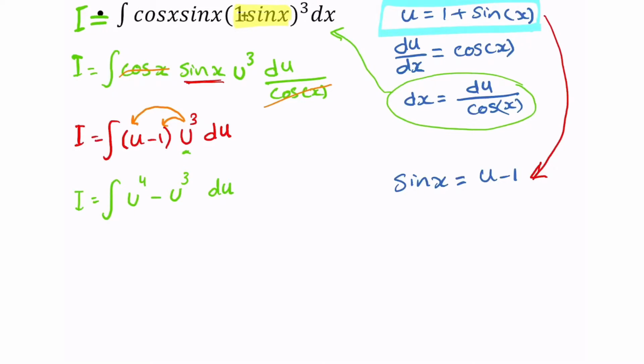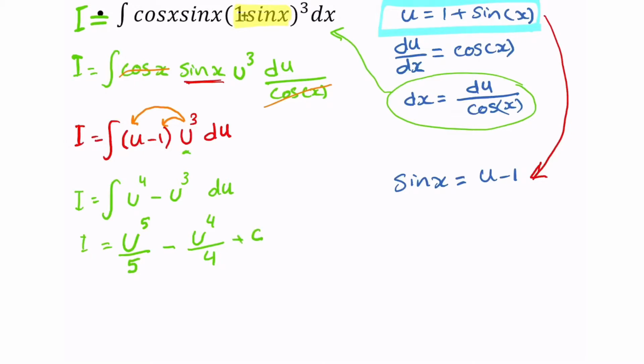Okay, du. Now we'll integrate. So I equals, when we integrate, we just add 1 to the power and divide by the new power. So u to the power 4 plus 1 is u to the power 5 divided by the new power 5. Minus u to the power 3 plus 1 is u to the power 4, divided by the new power 4, and plus c. What to do now?